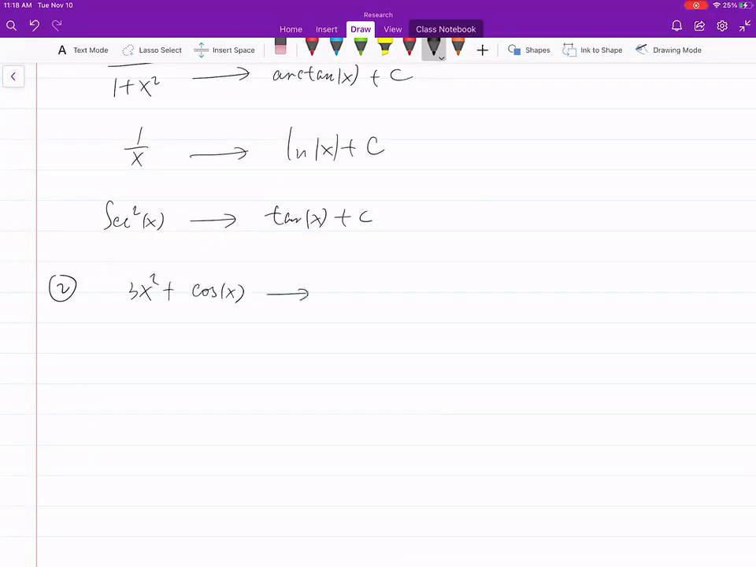What's the antiderivative of this? Well, what's the antiderivative of the first one? X cubed. What's the antiderivative of the second one? Sin x. Can you just add them together? What do you think? When you take the derivative, you can add them together. What about when you take the antiderivative? Of course, you can add them together.